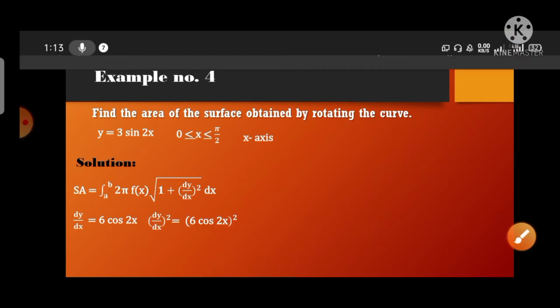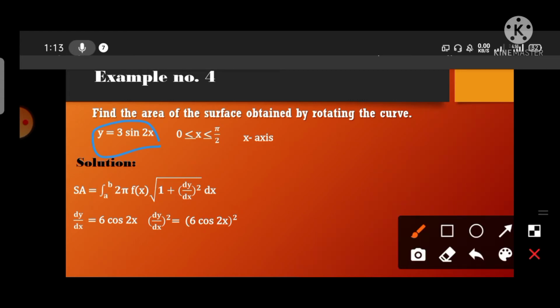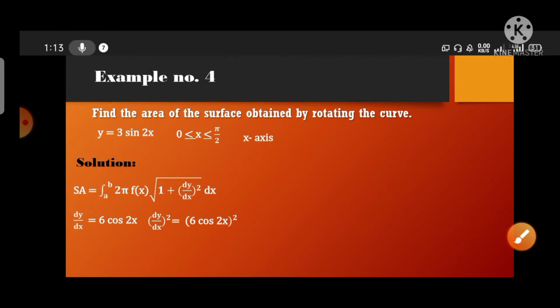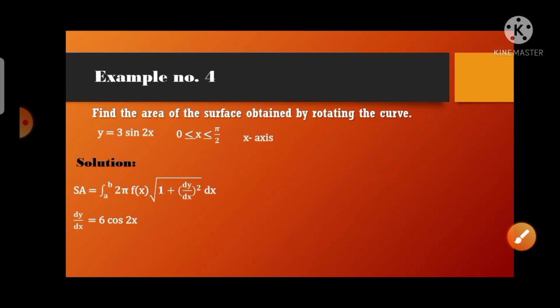The derivative, dy/dx, is equal to 6 cos 2x, and the square of the derivative is equal to 6 cos 2x squared.